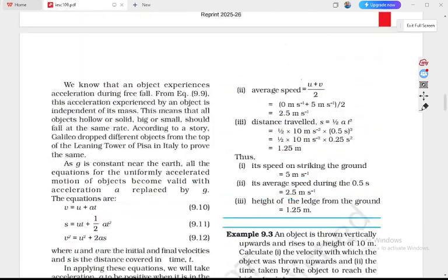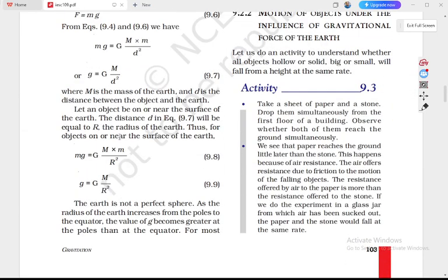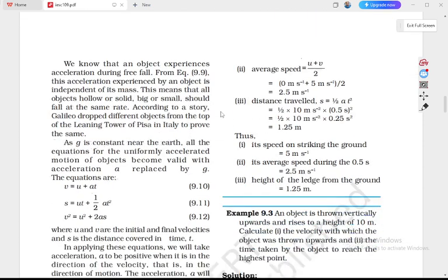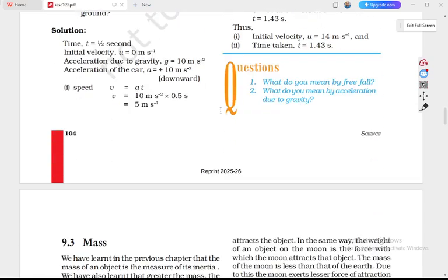Now we'll find what is given next. The next one is this one. Motion of objects under the influence of gravitational force of earth, right? We have already explained this one, right? Next, what is the question?